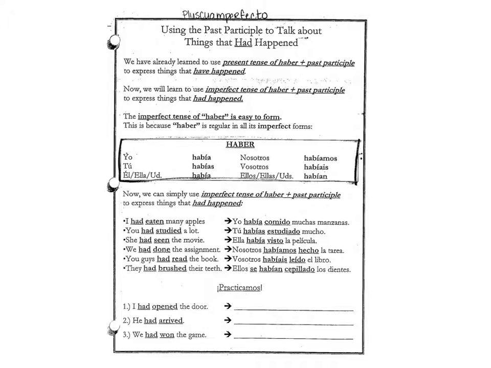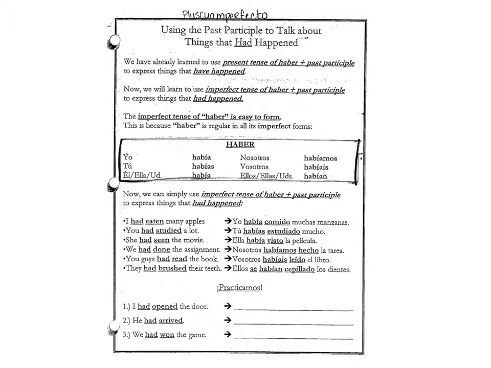okay? This is pluscuamperfecto. Pluscuamperfecto is the past tense of this. So these are things that had happened, okay? Present is things that have happened. Imperfecto here is had happened. So the conjugations of your verb haber: había, habías, había, habíamos, habíais, habían.